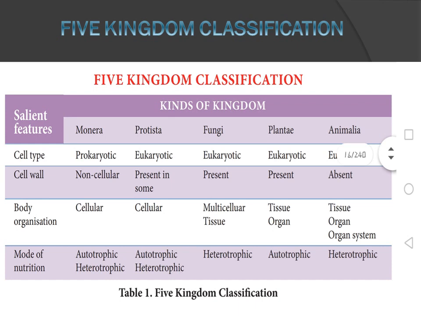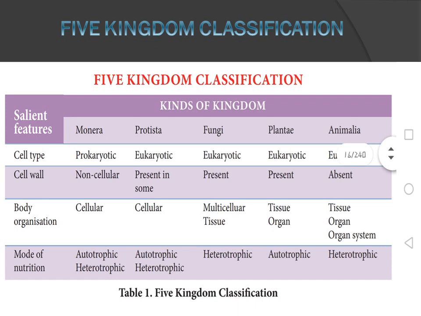In Protista, autotrophic also there, heterotrophic also there. Fungi are a heterotrophic variety, and Plantae, of course, is an autotrophic variety. It synthesizes its own food, and Animalia is a heterotrophic variety. It has to depend on other organisms for its nutrition. Is it clear? So the first classification is the three domain classification system.